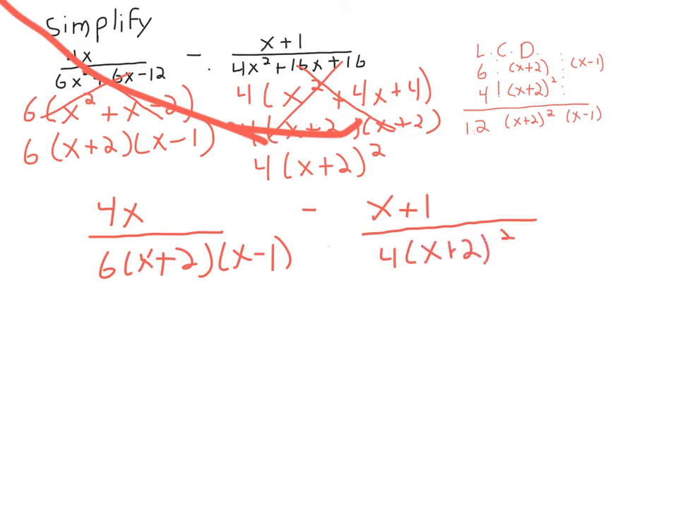Okay, as I look at my denominators and my least common denominator up here in the right corner, I'm going to see what I have and then see what I'm missing. Whatever I'm missing, I'm going to multiply both top and bottom, numerator and denominator, by the missing terms. So here we go.